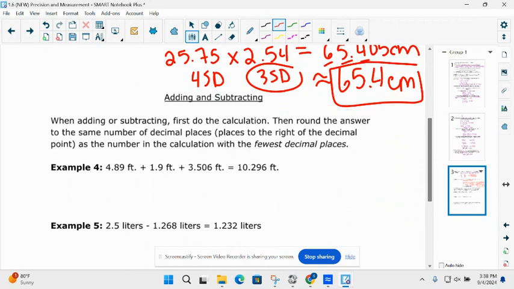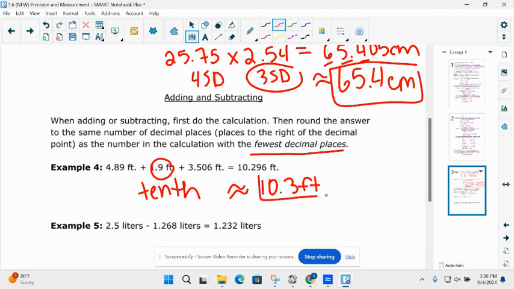With adding and subtracting, you look at the number with the fewest place values. Round your answer to the same number of decimal places as the number in the calculation with the fewest decimal places. If you look at these 3 numbers, which of them has the fewest decimal places? The second one has 1. So you round based off of this one, to the nearest tenth. So this would be 10.3 feet.